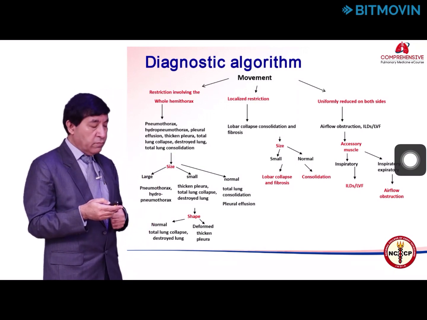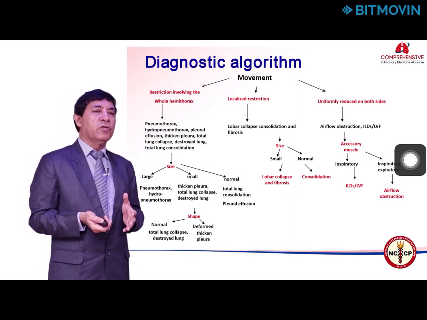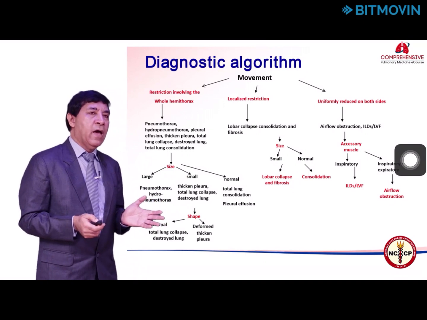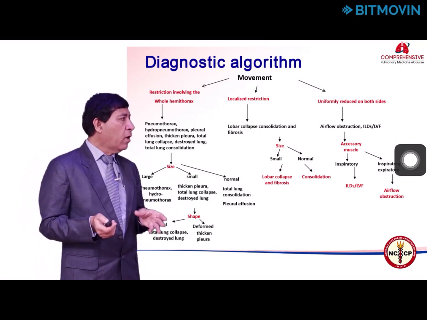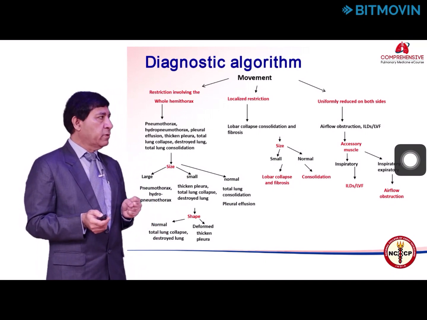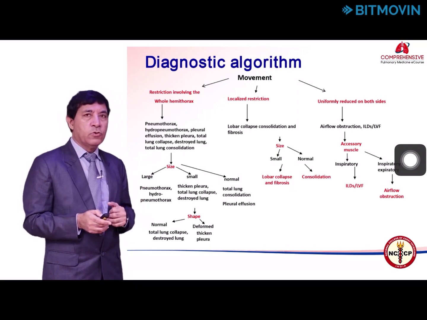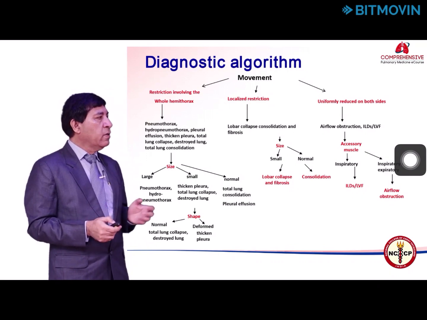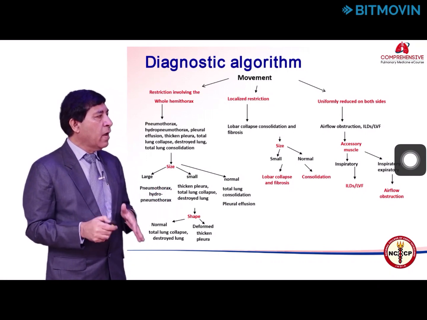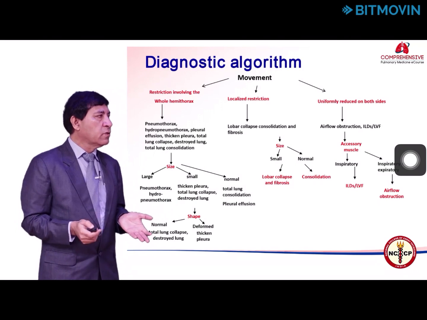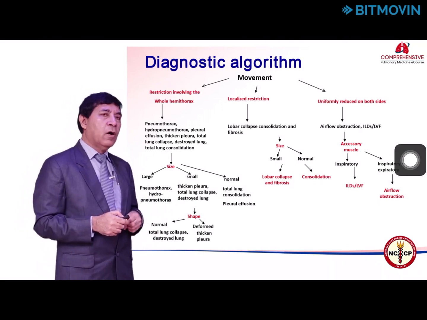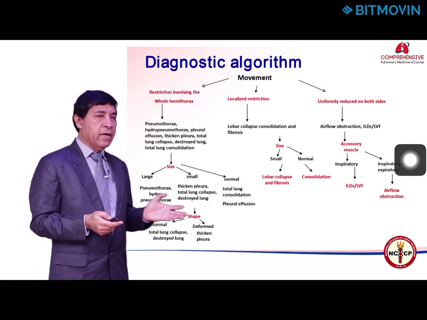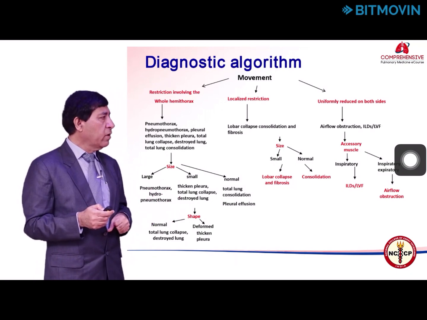The other situation is when the patient has localized restriction, then as per the surface anatomy of the restriction, this patient may have one of the lobar collapse or consolidation or fibrosis. The third situation is when the movements are restricted equally on both sides, then your patient may be having either diffuse airflow obstructions like asthma or COPD, or they are suffering from diffuse parenchymal restrictive lung disorders like interstitial lung disease or left ventricular failure.